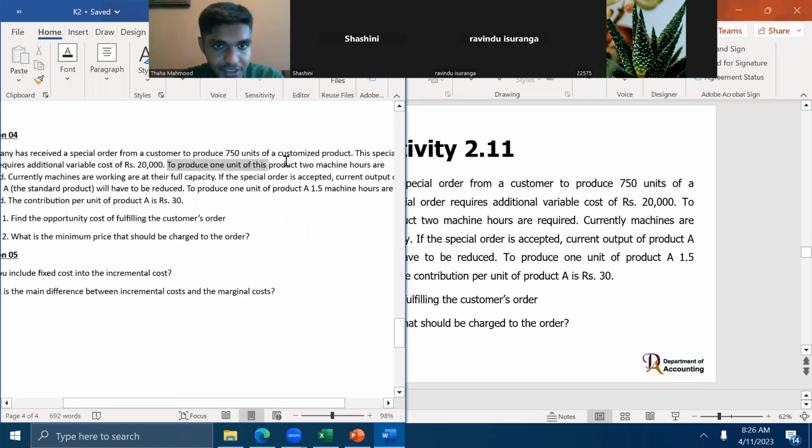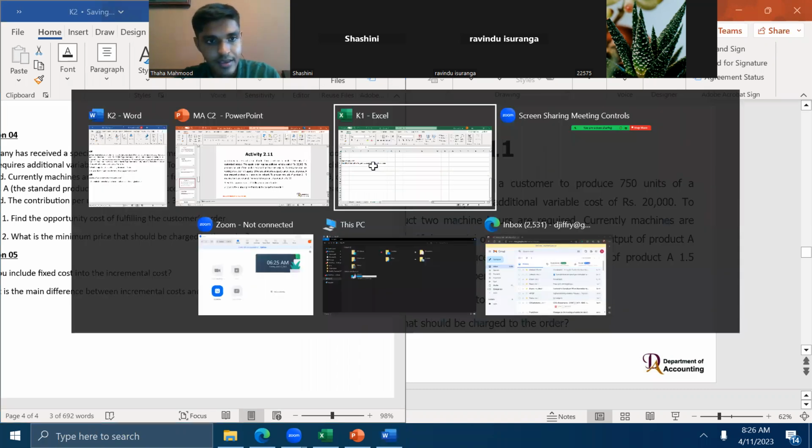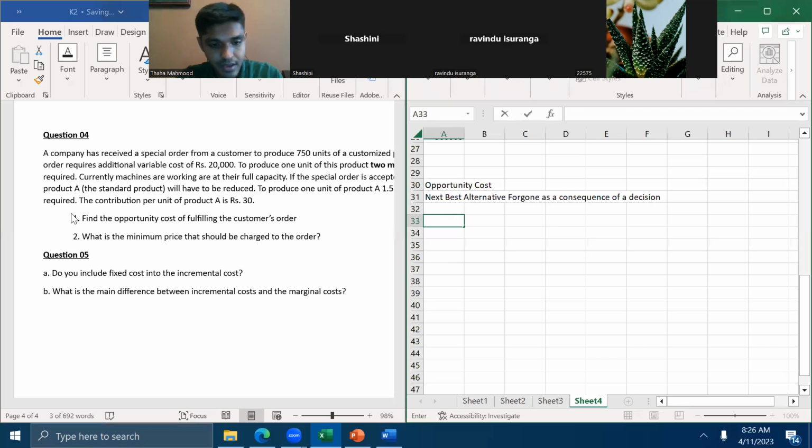To produce 1 unit of this product, 2 machine hours are required. This is right. Now this is question number 4. Question 4. Now the order is for 750 units. If we accept this order, all right, we have to spend how many hours on this order? Per unit 2 hours. In total 1,500 hours we have to spend on this order.